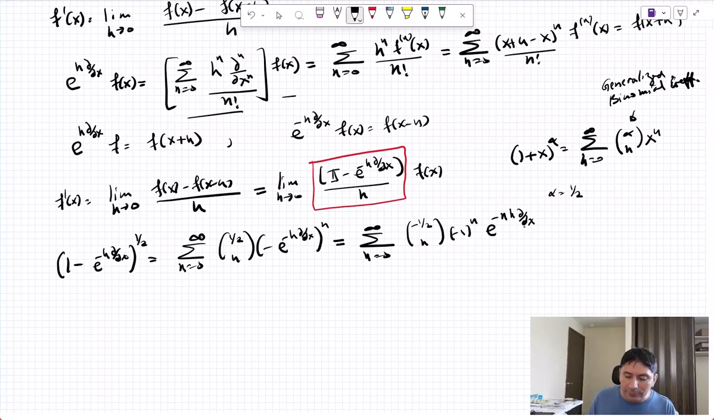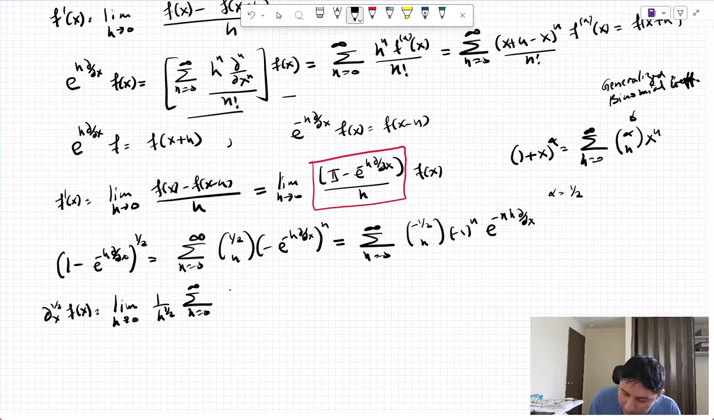And now we can formalize our definition of the fractional derivative, right? So d/dx to the 1/2 of f of x is going to be equal to the limit as h goes to 0 of 1 over h to the 1/2, and then this infinite sum right here, n equals 0 to infinity, minus 1/2 choose n, minus 1 to the n, and e to the minus nh d/dx, acting on f of x, basically.